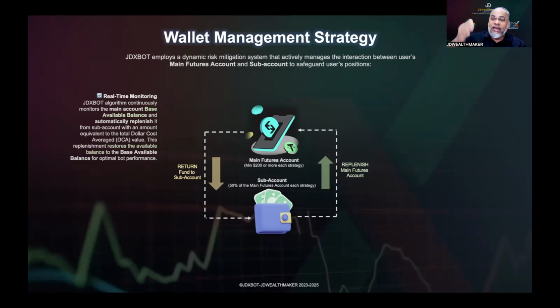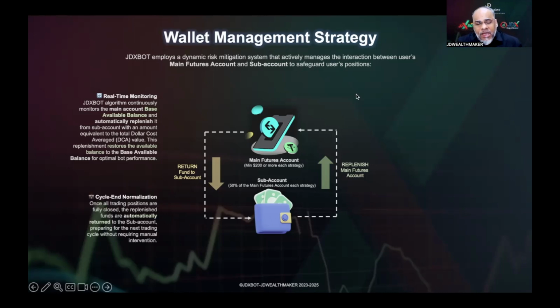So if the market continuously does DCAs, we don't worry, right? Because it will continuously replenish as long as the sub account has available balance. Please understand that. Now, then we have the cycle normalization. Once all the trading positions are fully closed, the replenished funds are automatically returned to the sub account, preparing for the next trading cycle without requiring manual intervention.